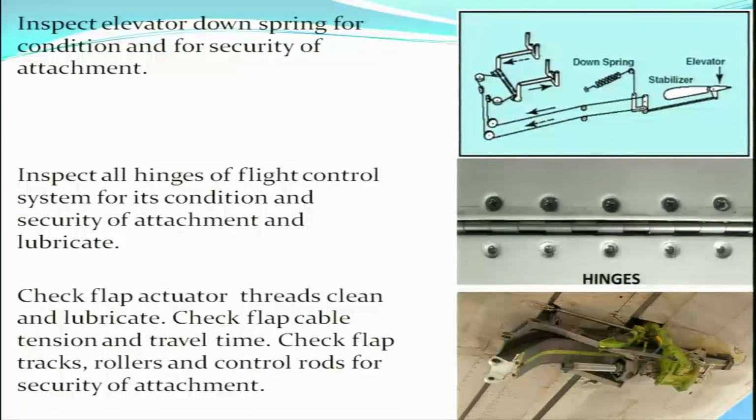Check flap cable tension and travel time. We will also check the flap cable tension and the time taken by the flap to travel at different flap settings. That time should be as specified by the manufacturer. As part of the flap inspection, we also check the flap tracks, the rollers and the control rods for security of attachment. So when we go on the aircraft, you will see the flap tracks, the rollers and the control rods. They are to be inspected for security of attachment, for any damage and proper lubrication.